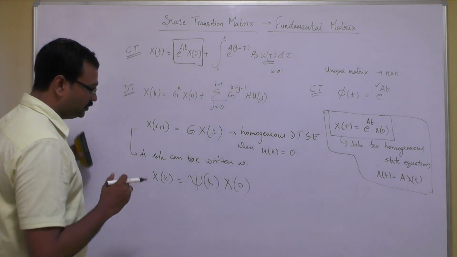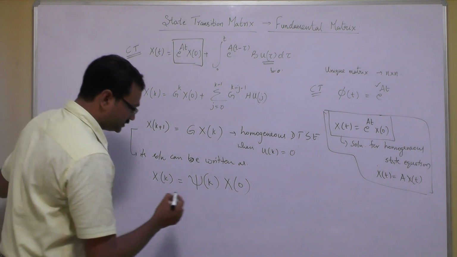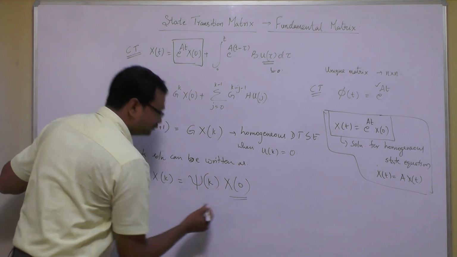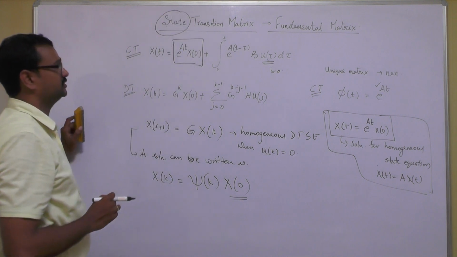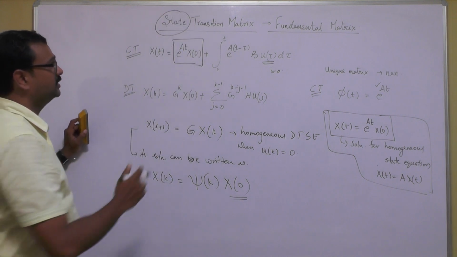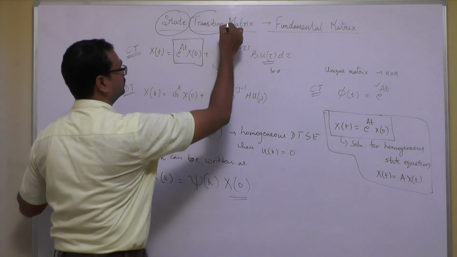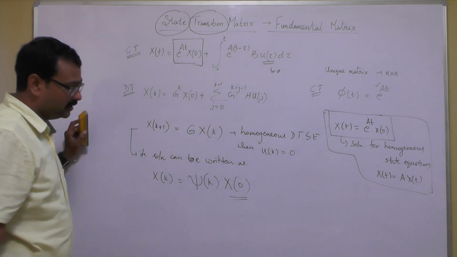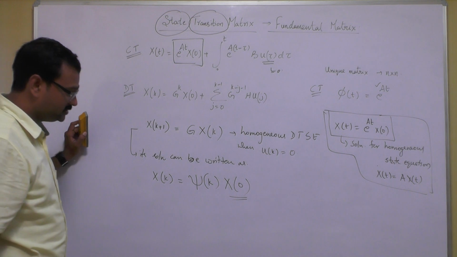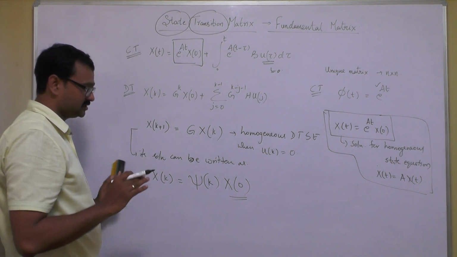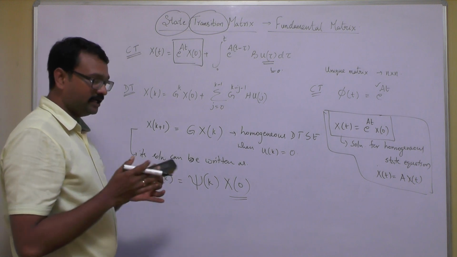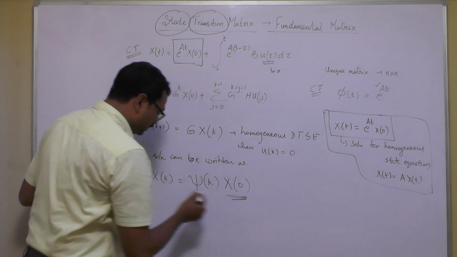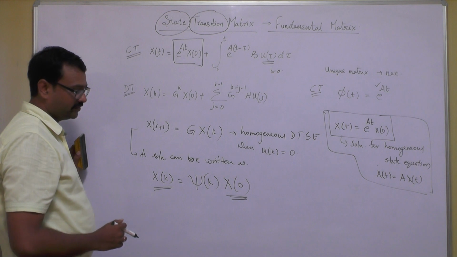Why do we call this a state transition matrix? What is state? It is the status of the system. And what do we mean by transition? It is transforming the system state, or the status or behavior of the system, from the initial condition x of 0 to the final time x of k.